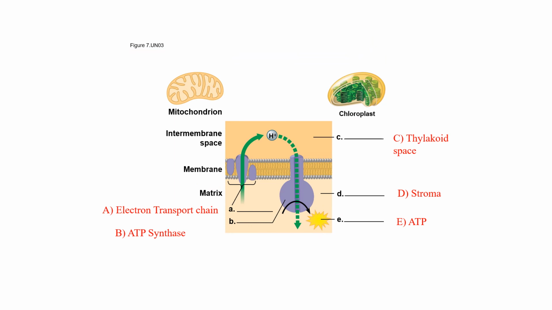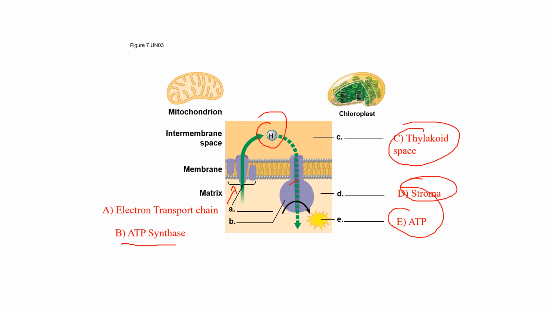Okay, so that was very easy. Here there is an electron transport chain to produce the gradient. Here you have the ATP synthase. Here you have the thylakoid space. Well, here you have the stroma, and you produce ATP. So it was relatively easy.